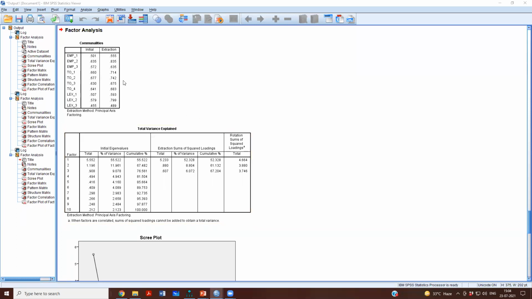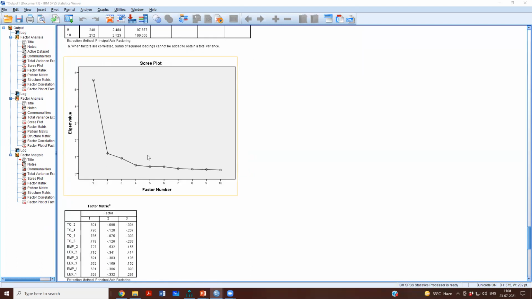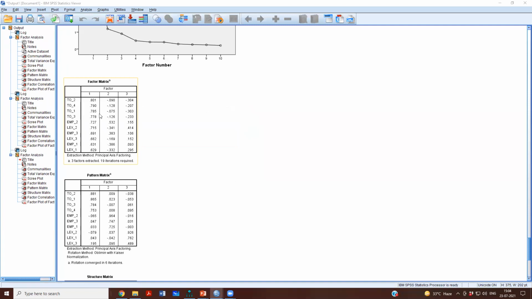So we get now, this is the communality. The communalities look fine. There is no problem with communality. Now we see that there are 3 factors. The total variance explained by the 3 factors is 67%. The 3 eigenvalues are these. This is the scree plot. This is okay. Factor matrix.